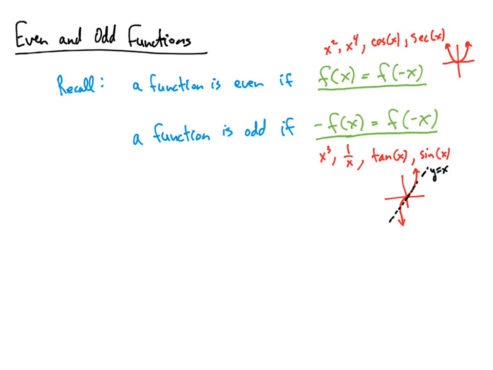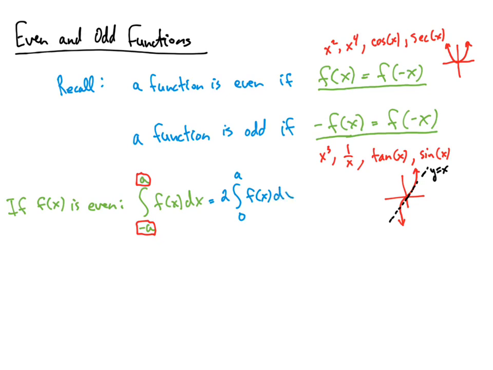So what does this have to do with integrals? All right, so if we have a function f of x that is even, and we're integrating that between negative a and positive a, so that just means we're integrating between an equal distance to the left of 0 and to the right of 0, a shortcut to evaluate this is going to be 2 times the integral from 0 to a of f of x dx.